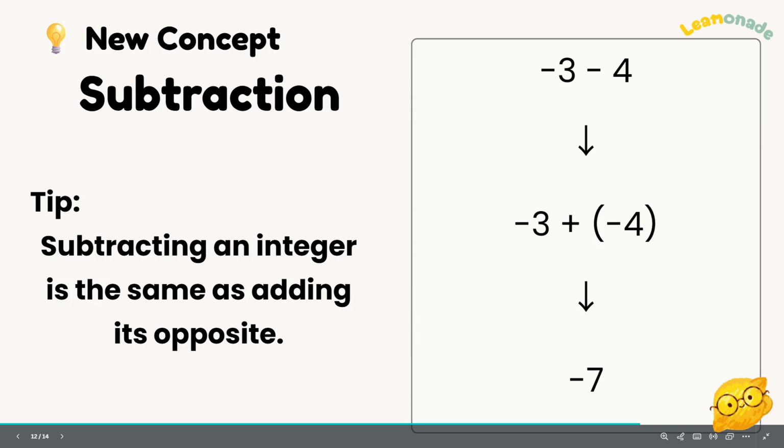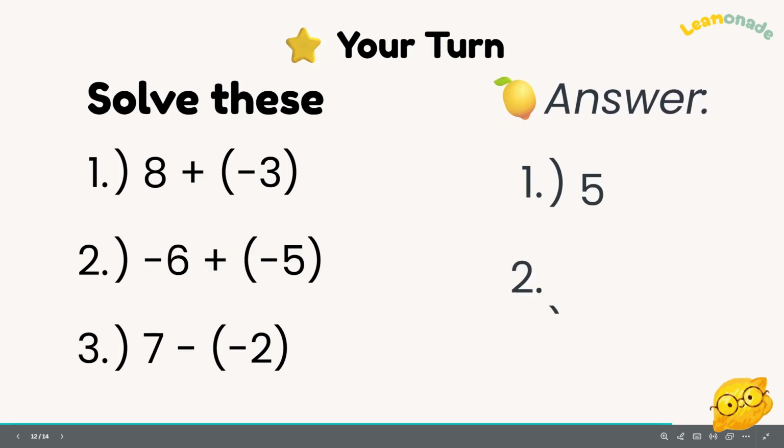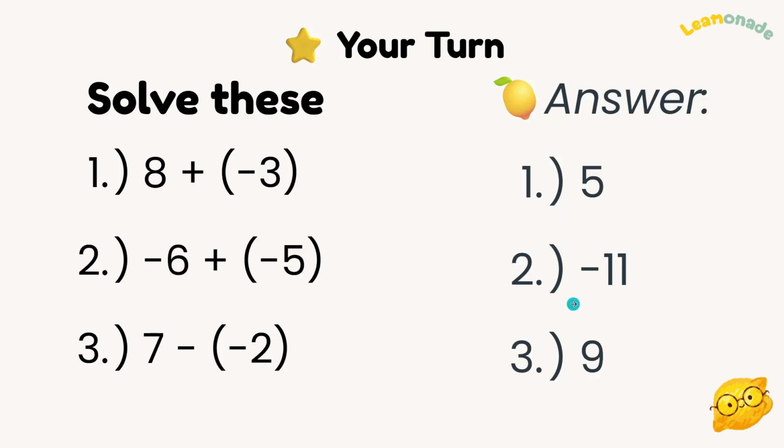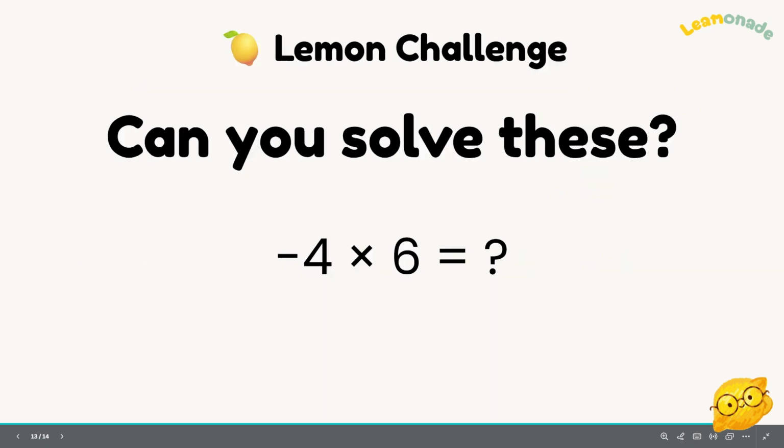Now, it's your turn. Pause the video and try solving these questions on your own. Take your time and use the rules we just learned. Let's check. Number 1 is 5. Number 2 is negative 11. And number 3 is 9. How many did you get correct? If you made a mistake, that's okay. Learning math takes practice.